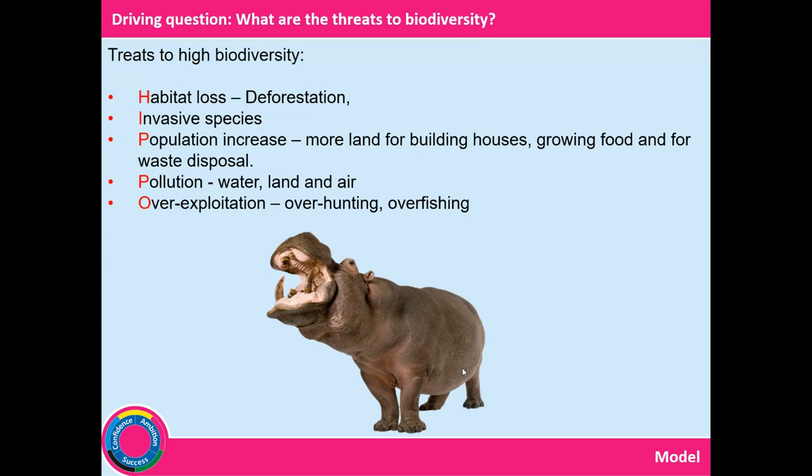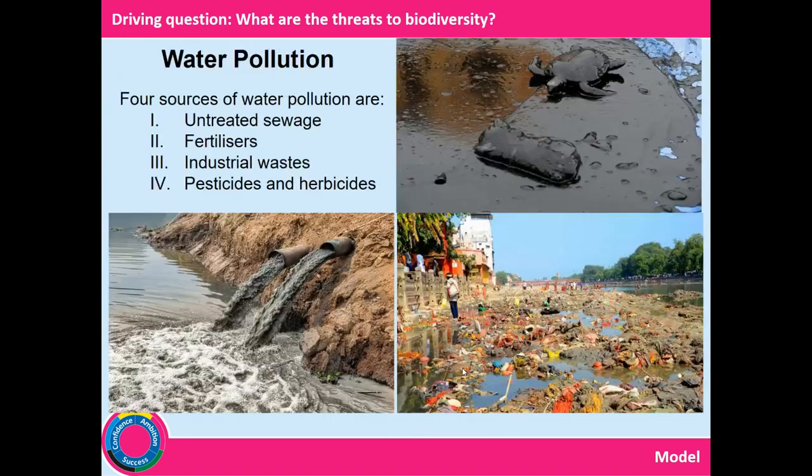Habitat loss H, invasive species I, P for population increase, another P for pollution, and over exploitation. Okay, let's look at water pollution. So you can see the four key sources of water pollution.